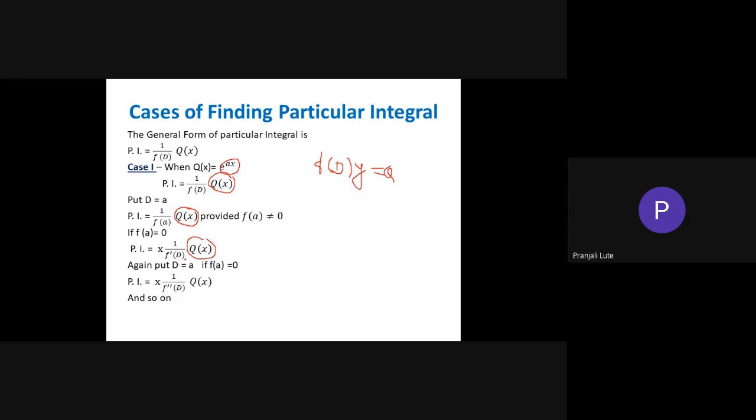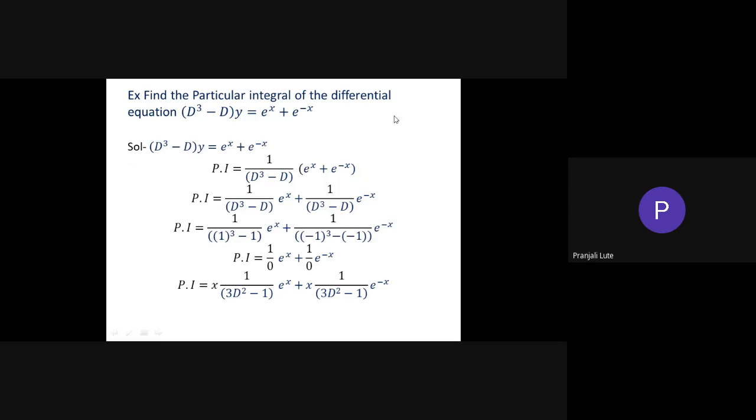Again, if the denominator is again 0, so again write x as x square. Here x square into 1 upon, take the derivative of this term with respect to d, into the right hand side, and we have to continue this process. कब तक कंटिन्यू करना है? We have to continue this process until the denominator will not be equal to zero. तब तक आपको ये प्रोसेस कंटिन्यू करनी है. So we take one example of this case.